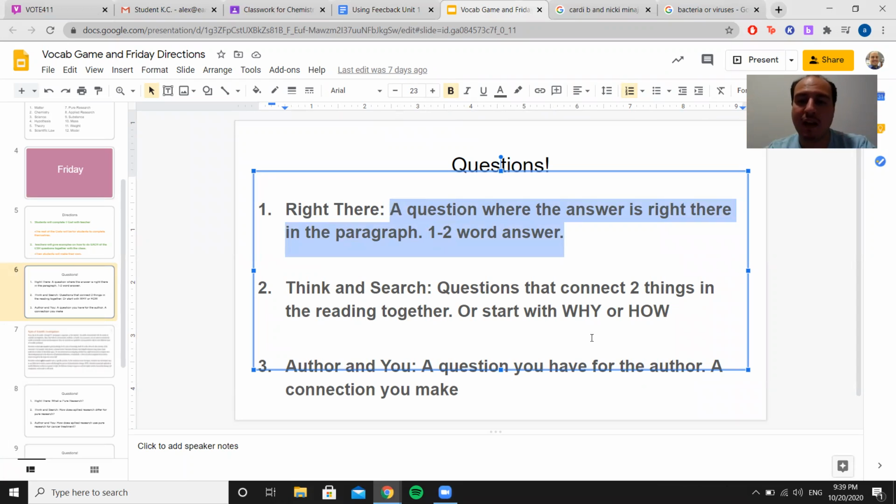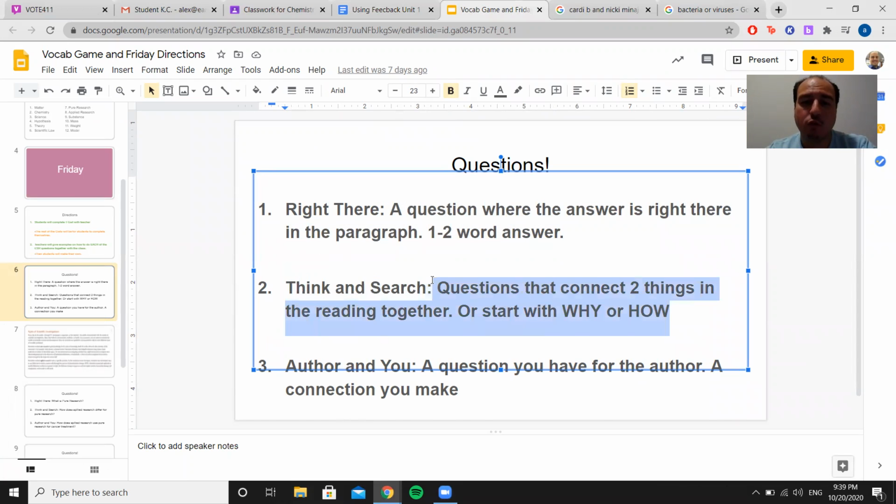White, 1 word answer. Think and search questions are questions that connect 2 things in a video or a reading together. Usually they start with why or how. So if you are comparing things, that's an easy way to get a think and search question done. An author and you question is a connection you make to the reading or a question that you have for the author. So now that we've reviewed that, I have a couple of different things we can share.